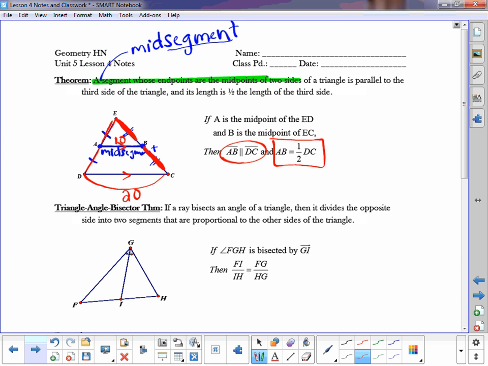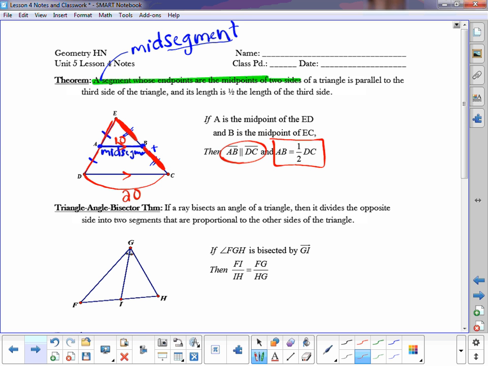Wait, so for another corollary, you have to state the whole thing. Can we just write mid segment there? Nope. You gotta write the whole thing. There's no title for this one. You could shorten it down and say the mid segment of a triangle is parallel to the third side and half the length of the third side.